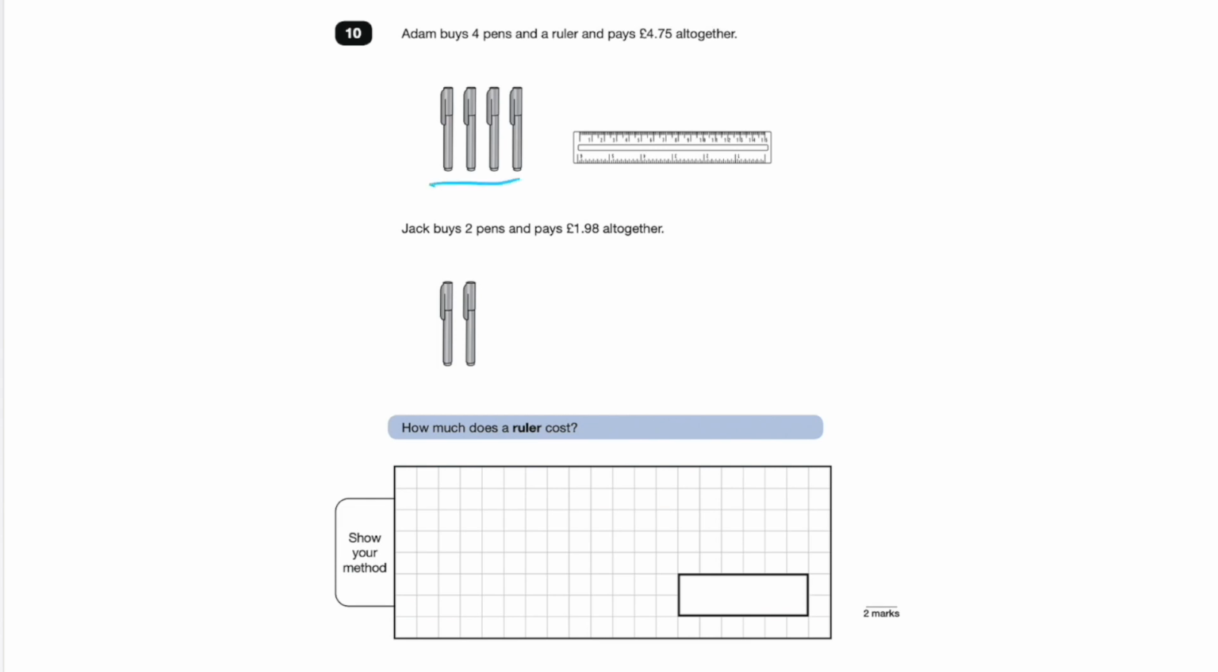Question 10. Adam buys 4 pens and a ruler and pays £4.75 altogether. So our 4 pens and 1 ruler equals £4.75. Then it says, Jack buys 2 pens but only pays £1.98 altogether. How much does the ruler cost?